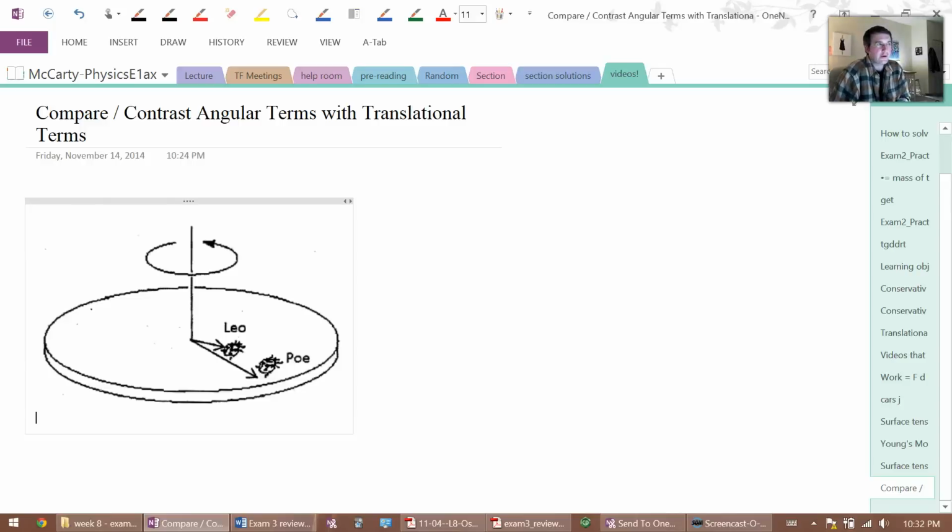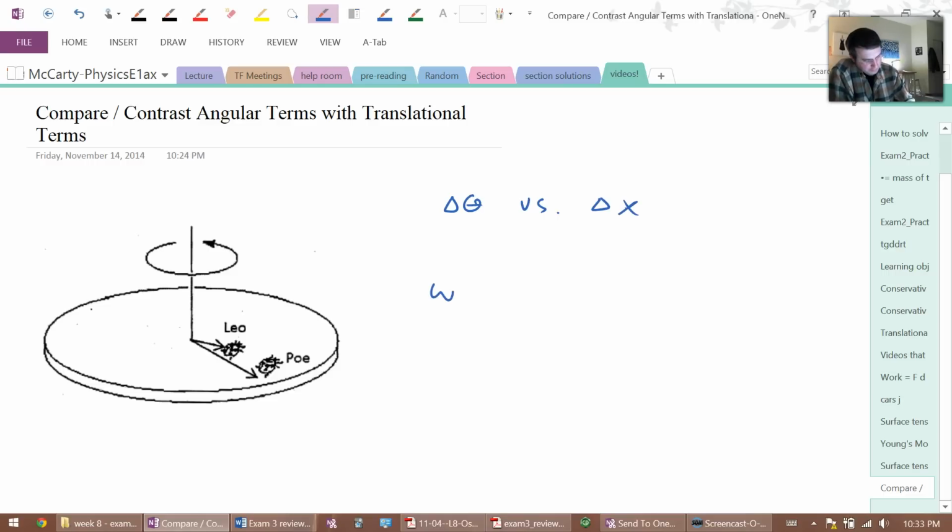Okay, let's compare and contrast our angular terms with our translational terms. So I want to talk about delta theta versus delta x. I want to talk about angular speed versus translational speed, v tangential. I want to talk about angular acceleration versus translational acceleration.